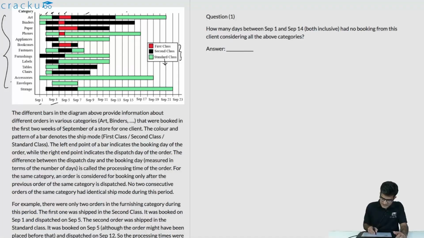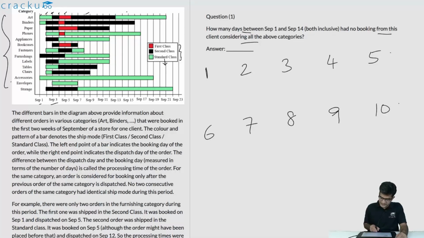The first question says, how many days between September 1st and September 14th, both inclusive, had no booking from this client considering all the above categories? So let us first write down the dates 1, 2, 3, 4, 5, 6, 7, 8, 9 and 10 and 11, 12, 13, 14. If there is a booking, any booking on any one of these days, we'll put a cross and we'll go to the next date.